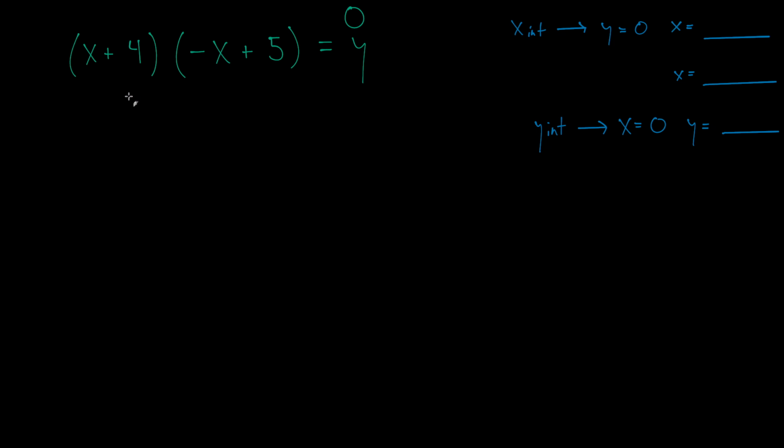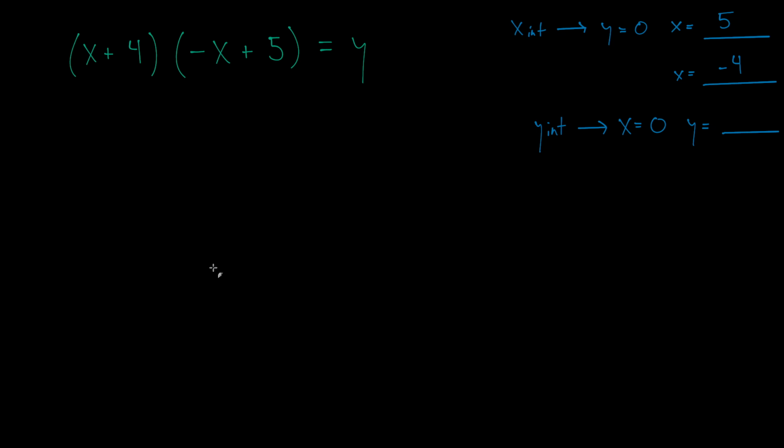Now, just by looking at this particular one, we could see that, well, if we substitute in -4, that's going to set this whole equation to 0. And if we substitute in +5, that's going to set the whole equation to 0. So that's how you get your x-intercepts in factored form. So we have an x-intercept at 5, and we have another x-intercept at -4.